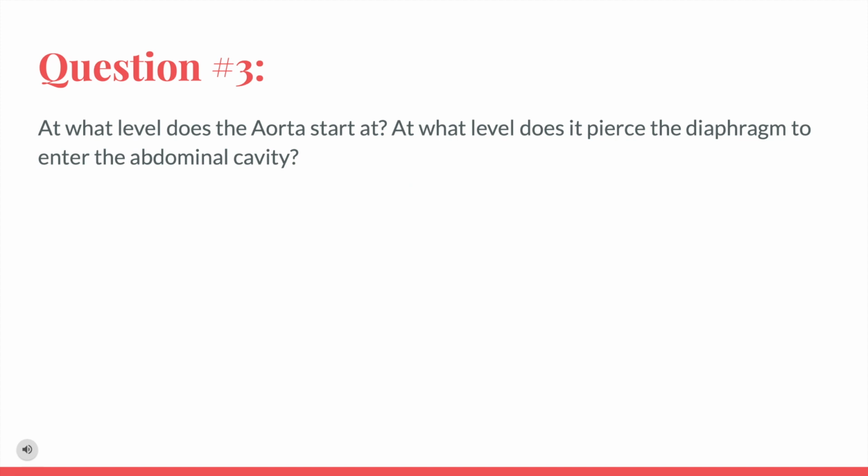Question 3, at what level does the aorta start, and at what level does it pierce the diaphragm to enter the abdominal cavity? So you should be coming up with 2 different answers for this question. Okay, so the answers to this question are the levels of T4 and T12. Even though the aorta goes higher than T4, it starts there. So you just have to be aware of that. And then T12 is just the level of the diaphragm, so that one's pretty straightforward.